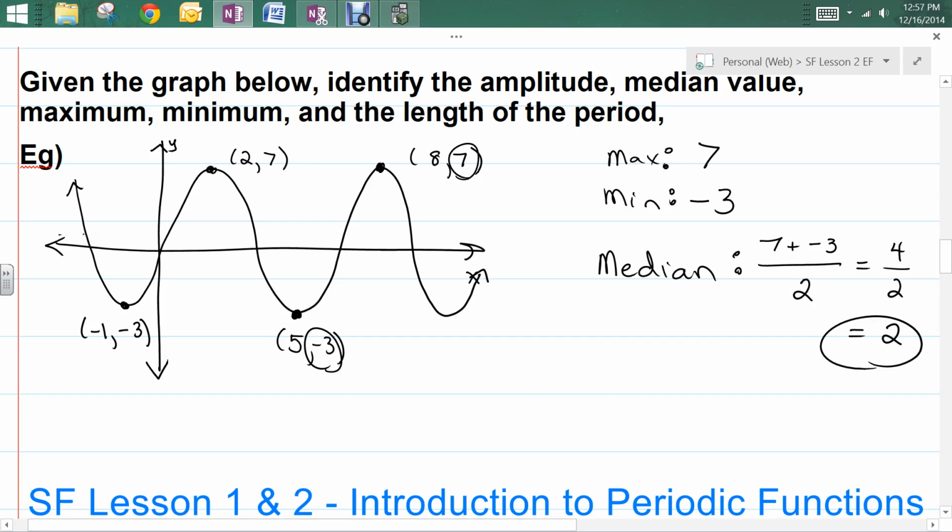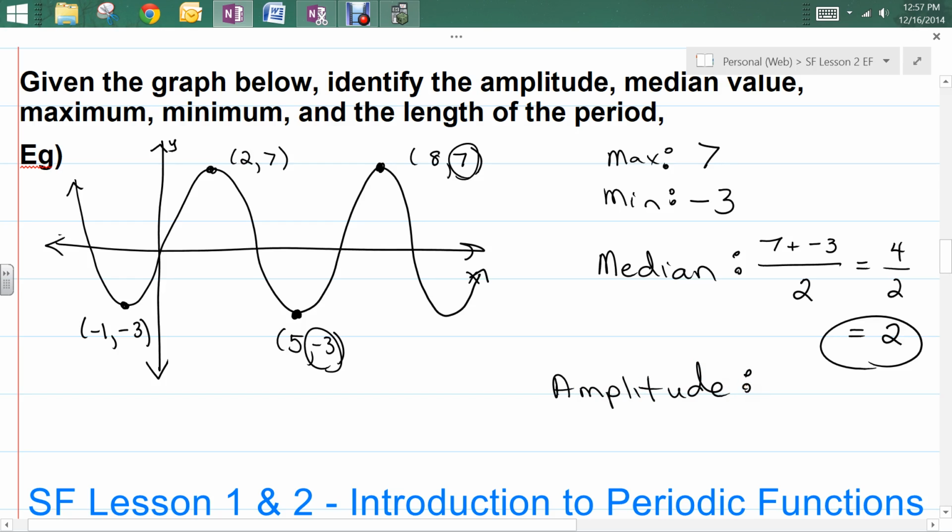Okay, 5 from 7, 5 from negative 3. You could look at it that way too. However you do it, it's fine, as long as you see it. Okay. So once that's done, I've got the median value, I've got the max, I've got the min. The next one I usually look at is the amplitude.